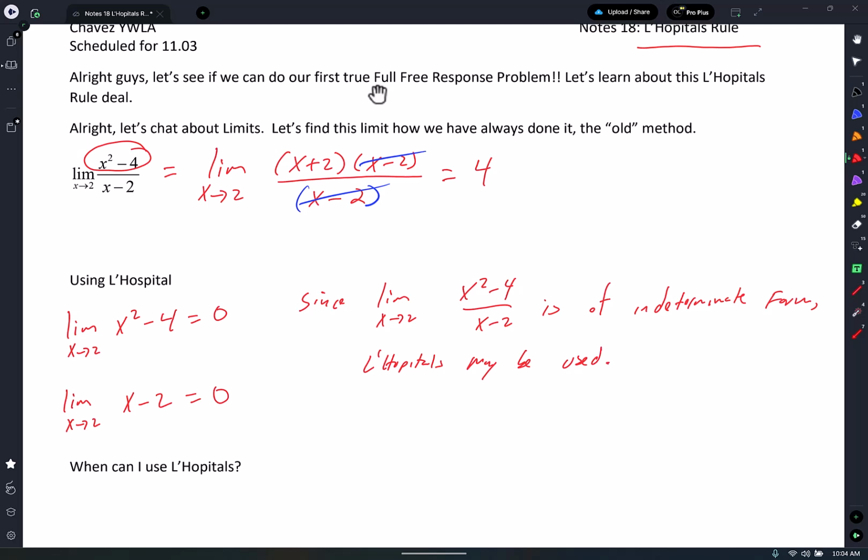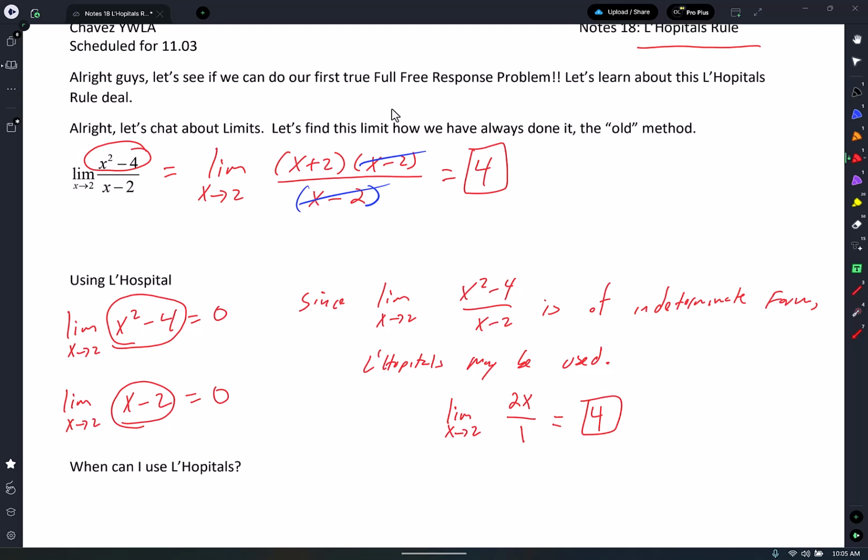L'Hopital's rule states that I can just take the limit as x approaches 2, and I can take the derivative of x squared minus 4. What's the derivative of x squared minus 4? 2x over the derivative of x minus 2. What's the derivative of x minus 2? And I can just plug in x approaches 2 and still get the same value. What is 2 times 2? Look at that. Isn't that cool? The derivative of x minus 2 is 1. The derivative of x squared minus 4 is 2x.